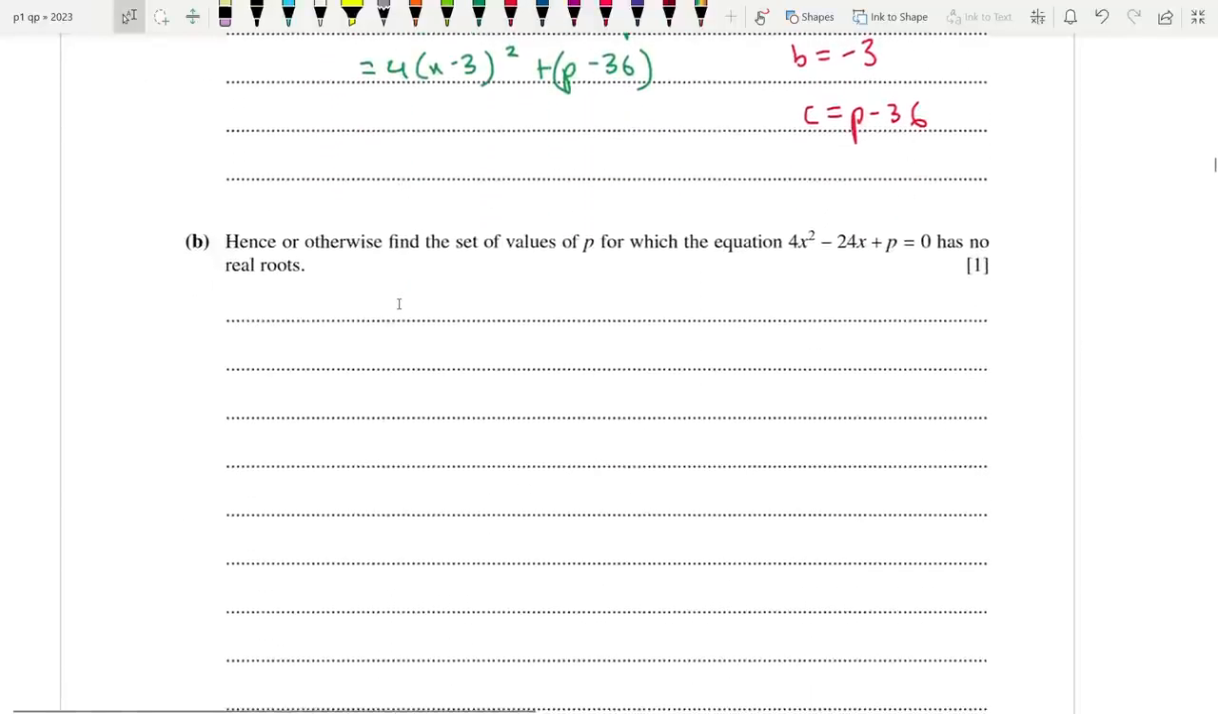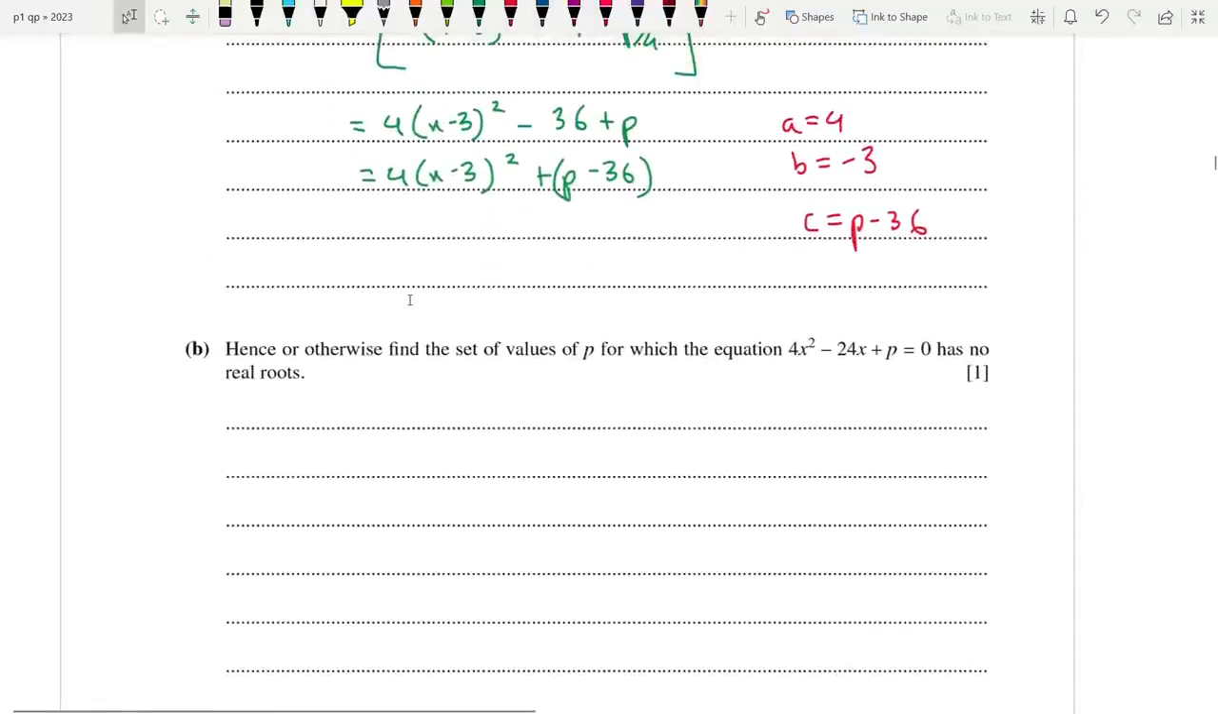Hence or otherwise, find the set of values of p for which this equation has no real roots. So for no real roots, we know that b squared minus 4ac is less than 0, the roots must be imaginary. So we can just input this over here. 4(x minus 3) whole square plus p minus 36. There are two ways to do this.